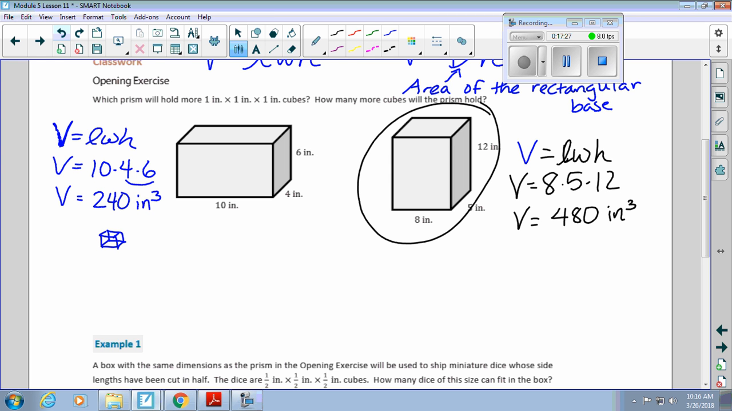240 inches cube. You might see cubic inches as well. All right, nice job, everybody.